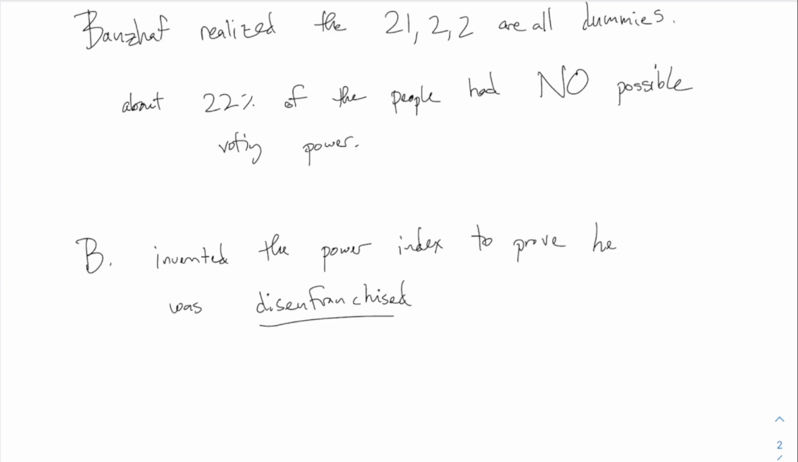Disenfranchised means, well, the standard meaning of that is somebody who is not allowed to vote for some reason. But technically speaking, these people were allowed to vote. It's just that their vote, mathematically, had no impact on anything. And so that is equivalent to being disenfranchised. That is, their votes didn't matter at all. All right? And Banzhaf wanted to argue this in official court cases in front of judges. And so he invented this mathematical way of proving who has what amount of power in a system like this.